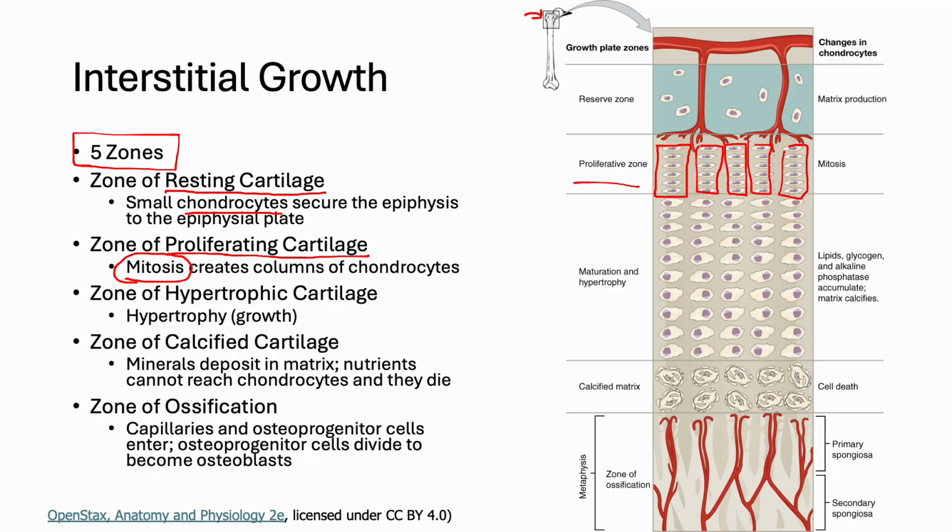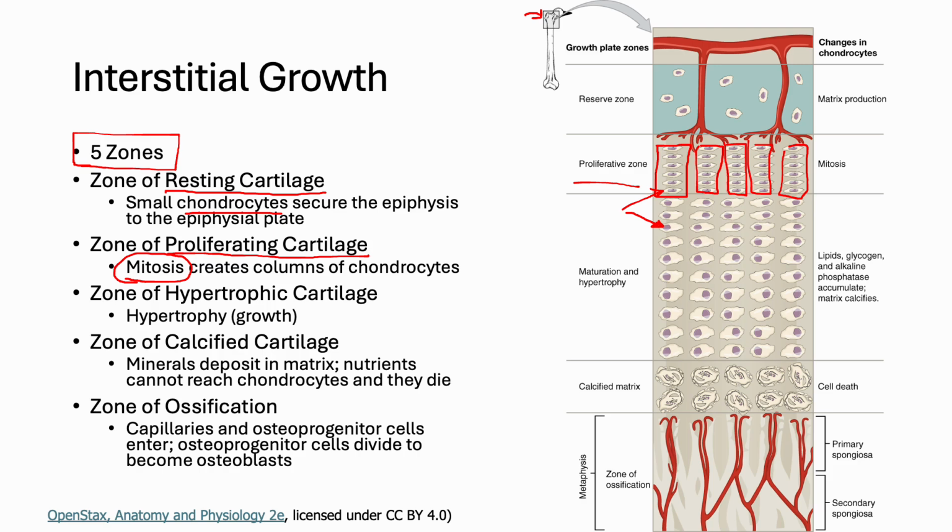We move down and we have the zone of hypertrophic cartilage, or the area of maturation and hypertrophy. Essentially, look at the size of the chondrocytes in the proliferative zone when they're dividing versus the size down here. The word hypertrophy means they're growing, right? They're getting larger. So that's exactly what's happening. We have these cells enlarging.